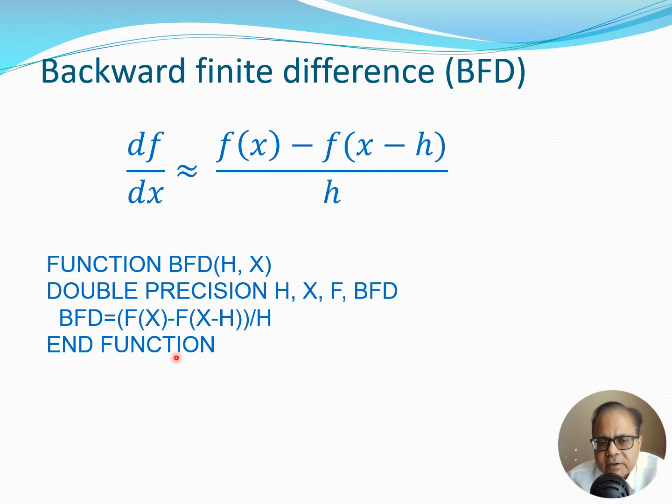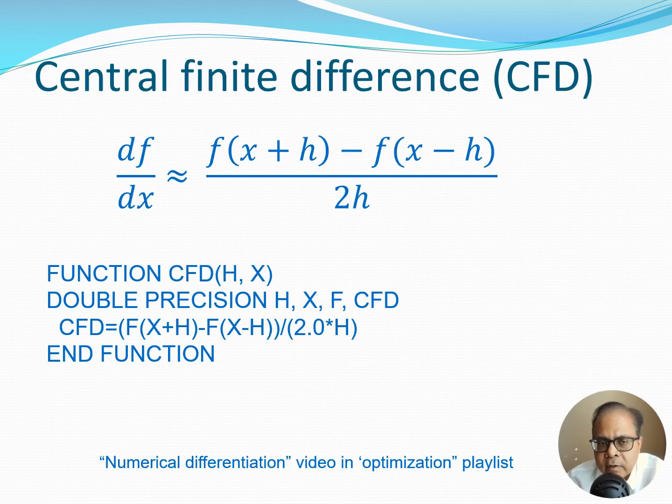Now we can write a very simple function to actually include this particular derivative calculation, and I have done that here. I have called this function BFD. It takes in h and x and it returns BFD as the value of the function. I define everything in double precision and I put this formula here, that is f(x) minus f(x minus h) by h. Now remember, of course, the function f has been already defined previously. We are going to simply use that function.